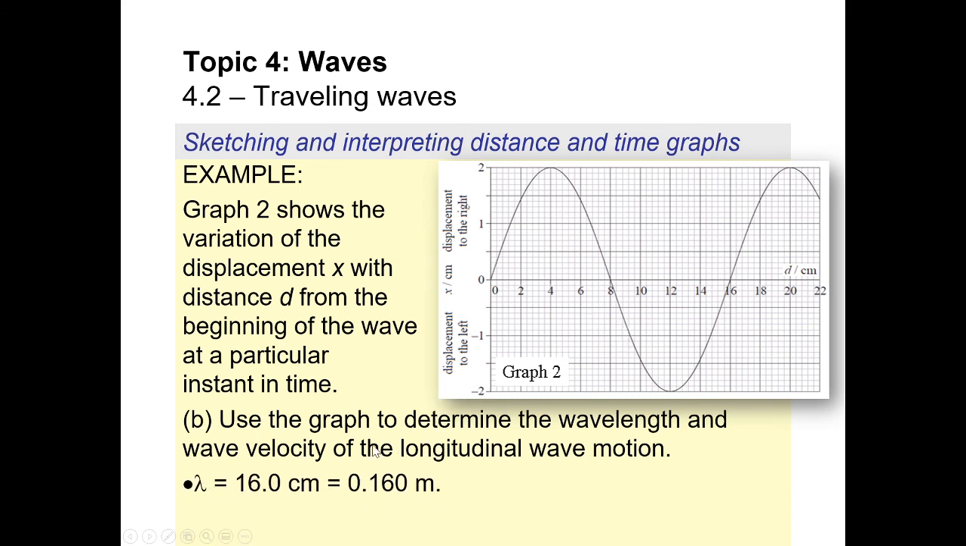For the speed, or the wave velocity, we're going to need displacement over time, or distance over time in this case. The distance is the wavelength, so that's 0.160 meters, and the time is the period, which we found on the previous slide, 0.2 seconds. Dividing those two gives us 0.80 meters per second.